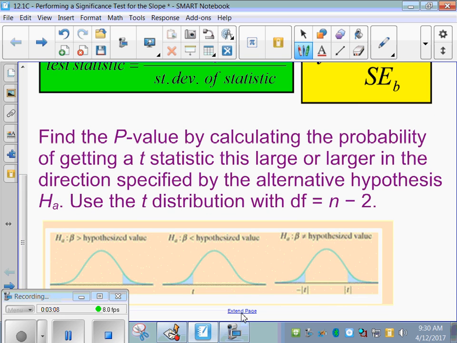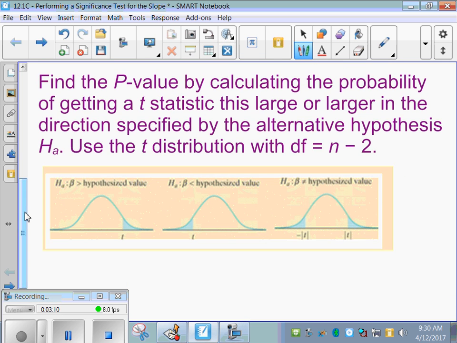All right, so find the p-value by calculating the probability of getting a test statistic this large or larger in the specified direction. For an alternate hypothesis, that's HA. Typically, if it's this one, we're looking for greater than 0, meaning, is there a positive relationship? So our alternate hypothesis would be a positive relationship. This one would be that there is a negative relationship between the two. And the last one, we have the two-sided. If we're not sure, then you say not equal to 0. Basically, there's some sort of relationship, but we don't know which direction, okay?